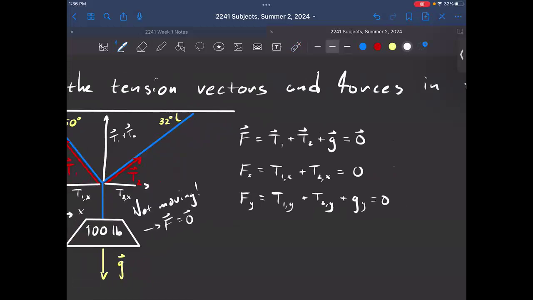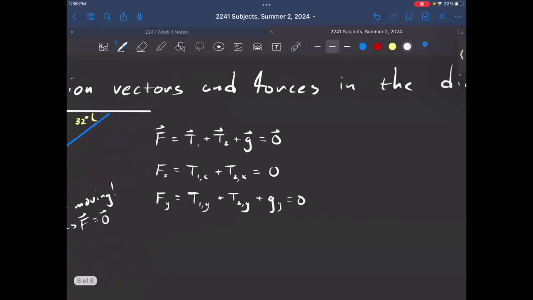Okay, so G is known. And we want to compute these guys first. So I'm going to redraw the diagram a little bit, and we'll see what's going on here.